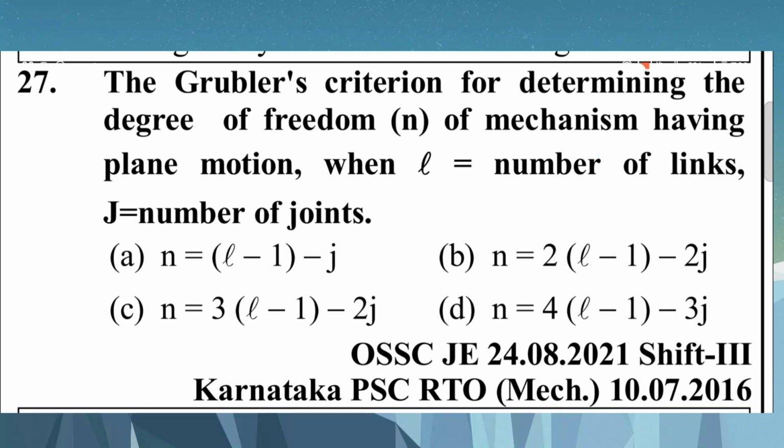Question number 27. The Grubler's criterion for determining the degree of freedom n of the mechanism having the plane motion, when L is the number of the link, J equal to number of the joint. Option A, n equal to L minus 1 minus J. B, n equal to 2L minus 1 minus 2J. C, n equal to 3L minus 1 minus 2J. D, n equal to 4L minus 1 minus 3J. C, n equal to 3L minus 1 minus 2J.